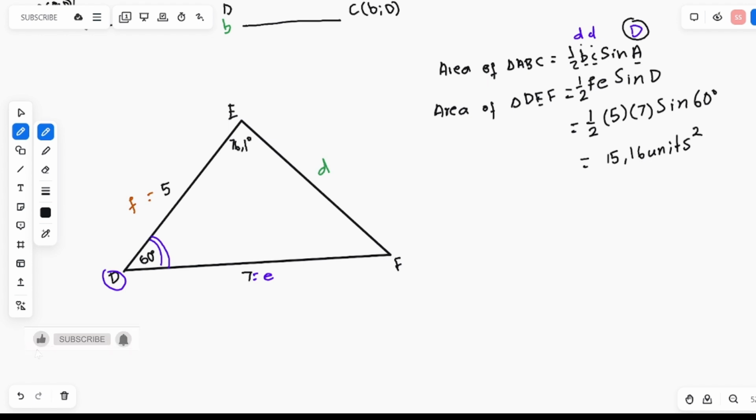So let's go to our next complicated problem, whereby you need to use the sine rule, the cosine rule, and the area rule in the very same question. So on to our next video.